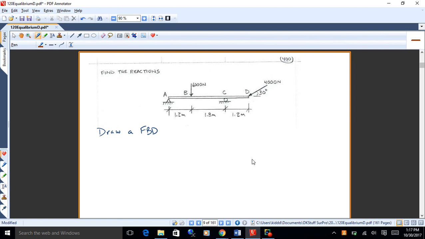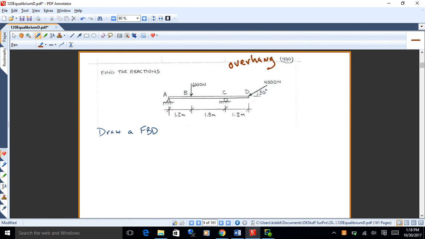So let's have a look at 400 and let's work through one of these. Let's say we've got what we call an overhanging beam here. So we've got a pin joint at A, we got a roller at C, we've got these loads, and notice the beam extends over the roller at C, so that's called an overhang, is what that's referred to.